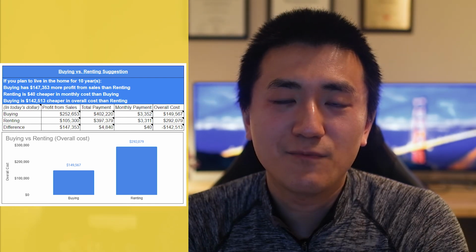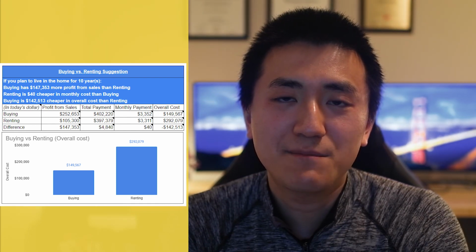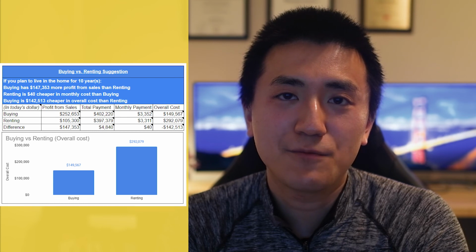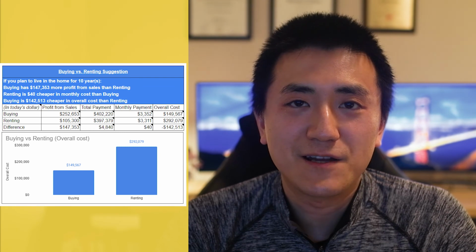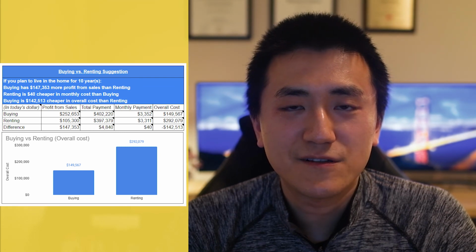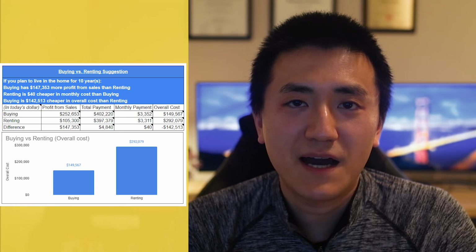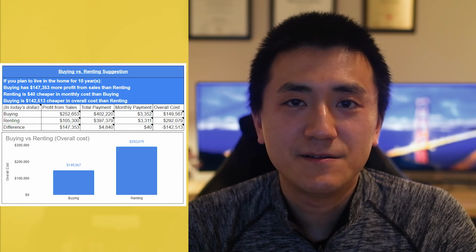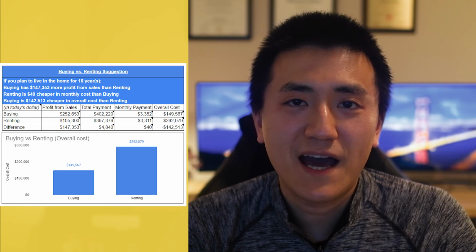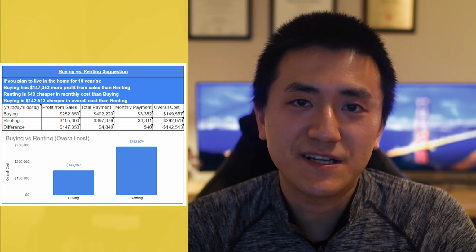In the next column, we'll break it down into the monthly payment so you have an idea what a typical payment looks like for both buying and renting. Finally, we arrive at the overall cost, which is the total payment minus profit from sales. This will tell us whether buying or renting will make more financial sense.